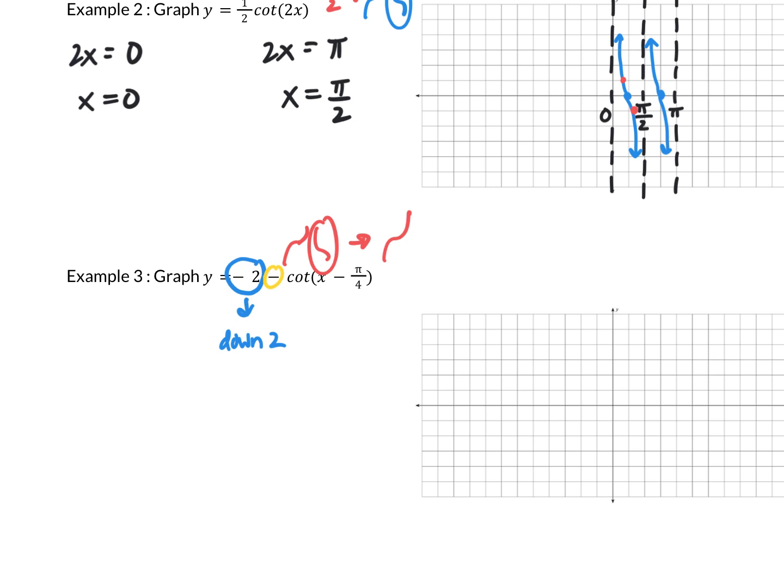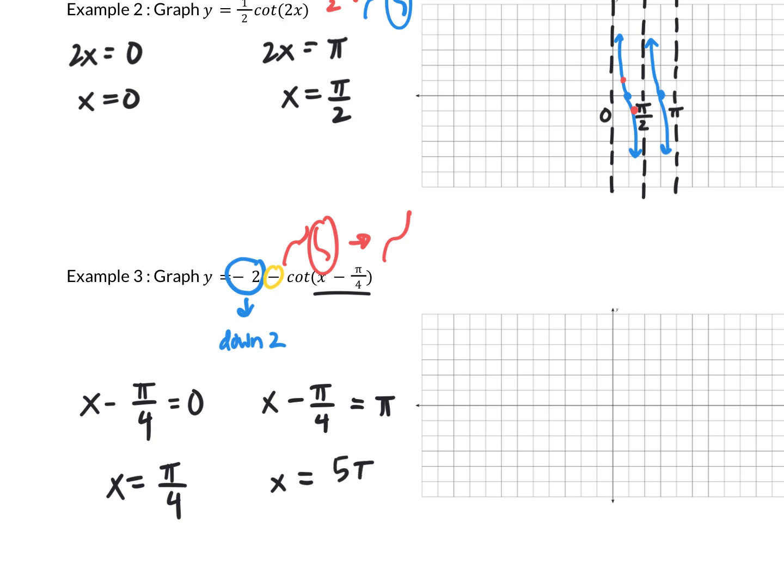And now we've done two of those things, and now I can set this stuff inside equal to my two asymptotes. So this is a cotangent one again, so I'm going to set this equal to 0, and I'm going to set this equal to pi. And if I solve both of these, I get x equals pi over 4, and then pi plus pi over 4, what's that going to give me? 5 pi over 4.